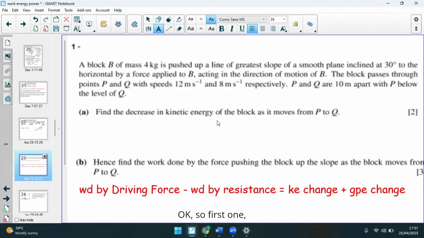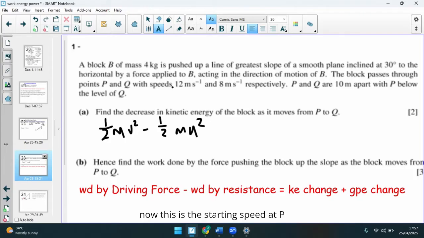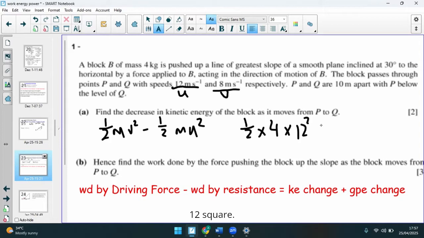Okay, so first one, easy, simple, right? Kinetic energy. So that's going to be half mv square minus half mu square. Okay. Now this is the starting speed at P. This is the final speed at Q. Okay, so half times 4, which is the mass, times 12 square.